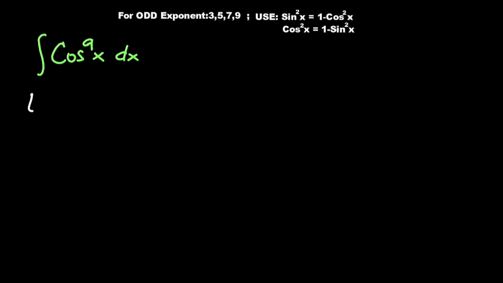The integral of cosine to the power of 9 of x. Factor out 1 cosine of x again.